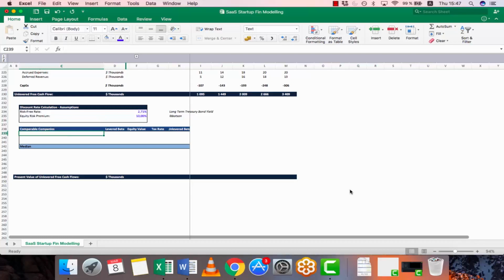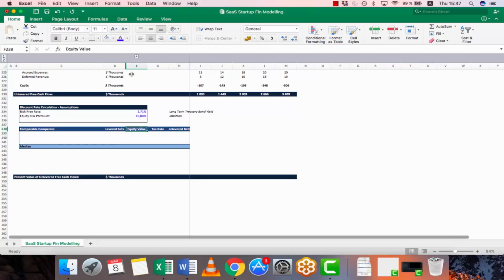So now we will have to figure out what would be the unlevered beta for all comparable companies. So you just look for the levered beta for these companies on Bloomberg or on Reuters or in other source you may be using. Then what you have to do is just to put here the equity value for the company and its tax rate. So then it's very simple. We will calculate the unlevered beta based on the formula.